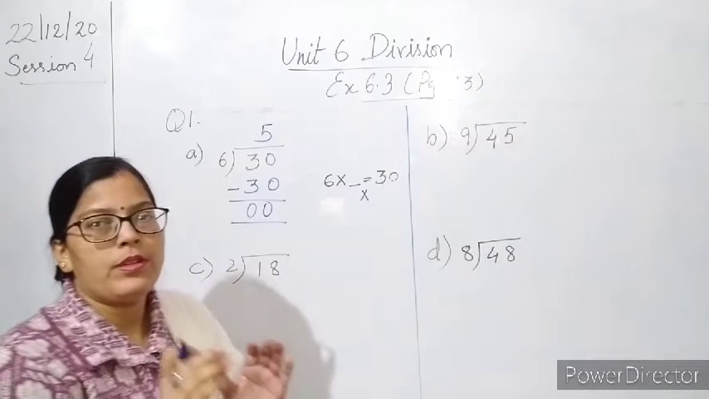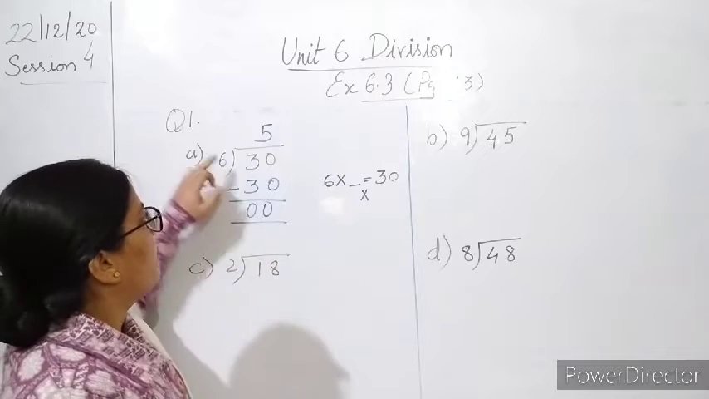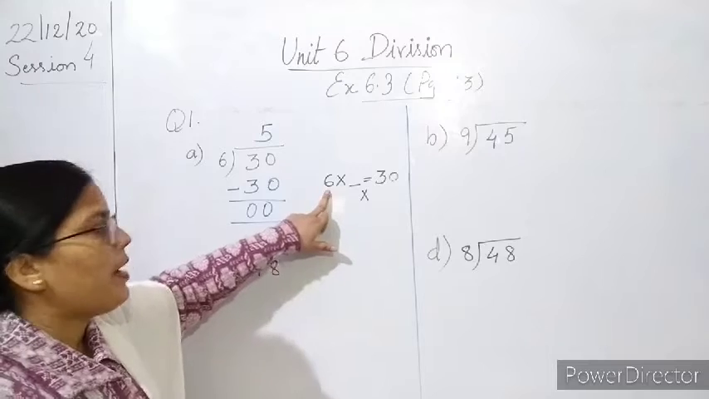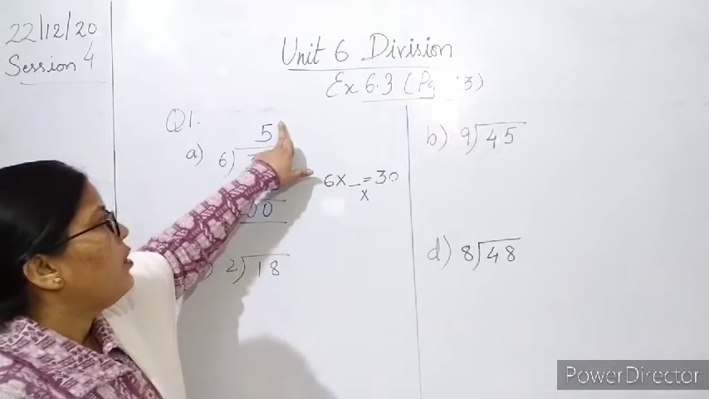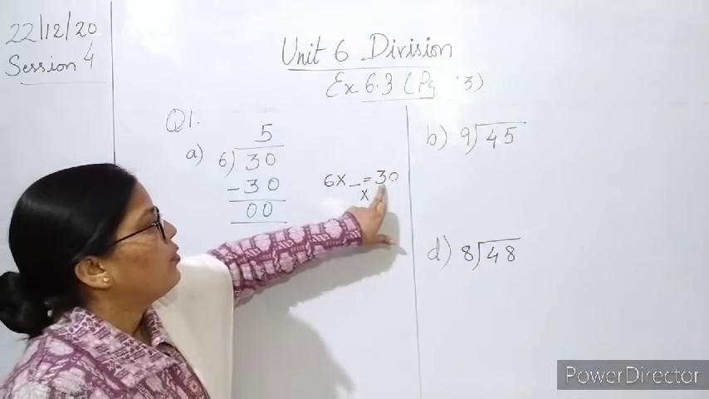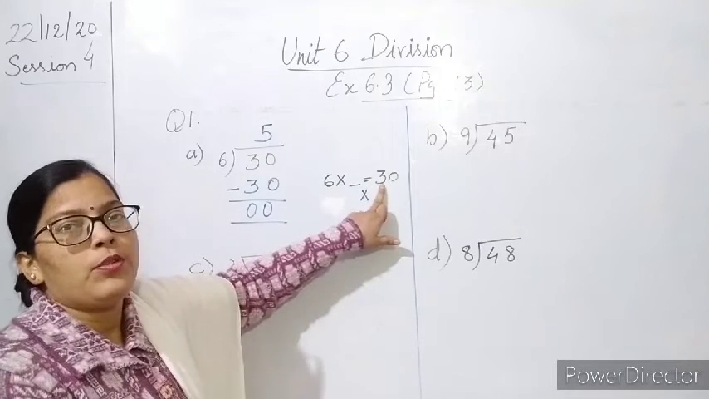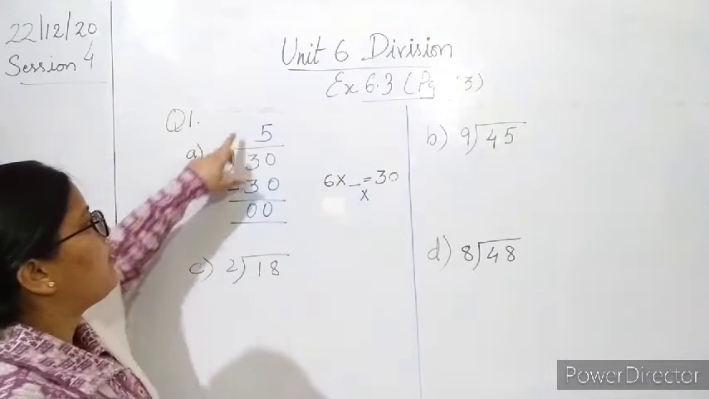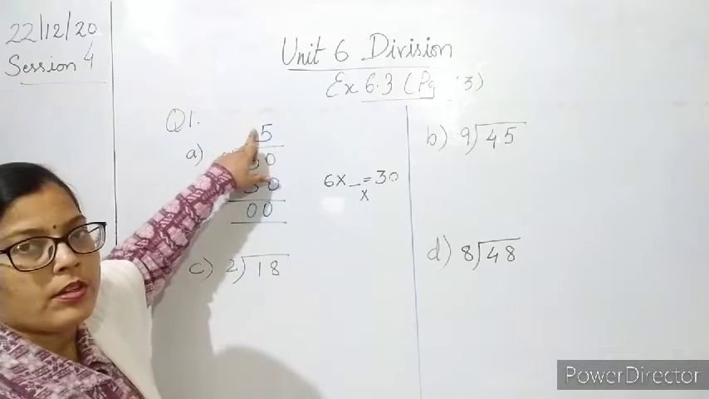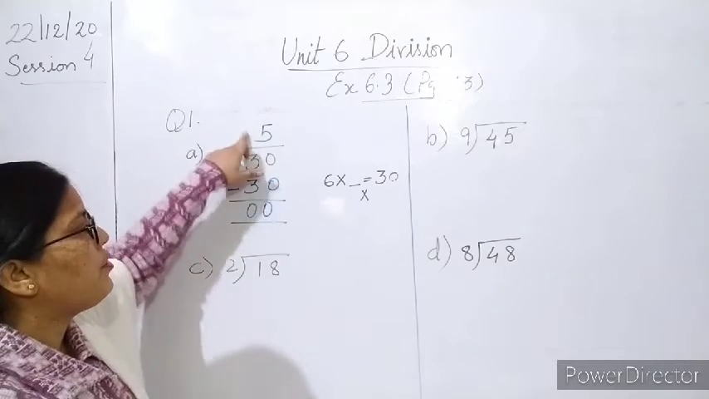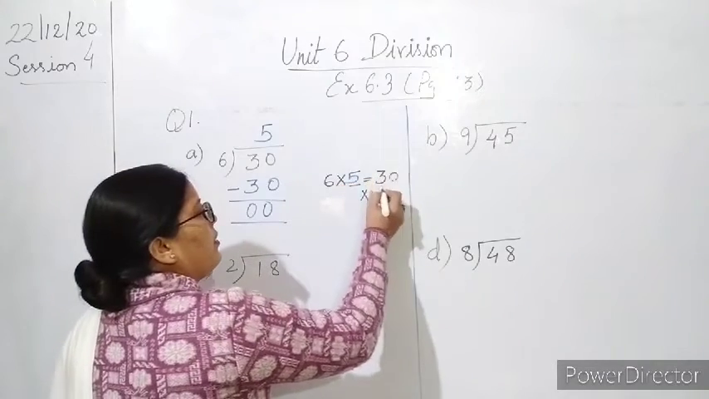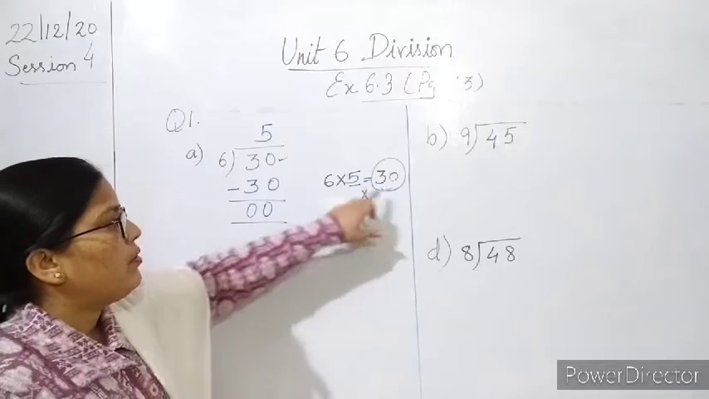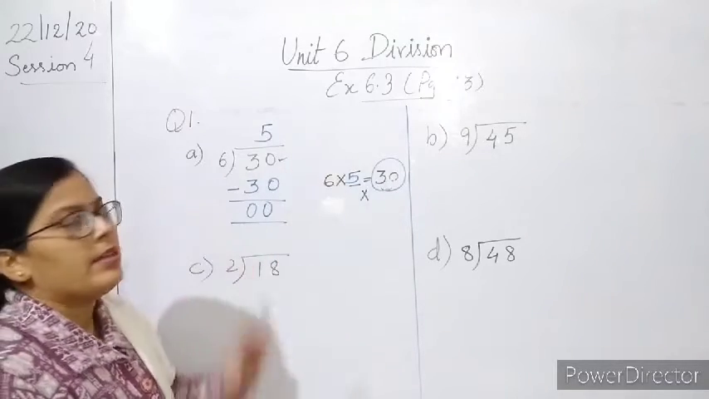Now how will you check the answer? Here your quotient is 5. What you have to do is multiply the divisor by the quotient. That is 6 multiplied by 5, divisor multiplied by quotient. What is the divisor? 6. And what is the quotient? 5. So 6 fives are 30, and what is 30? The dividend. If by multiplying the numbers you get the dividend, that means your division is correct.